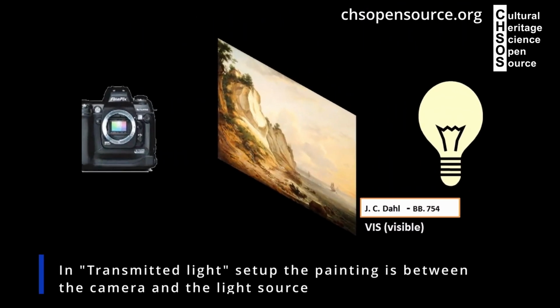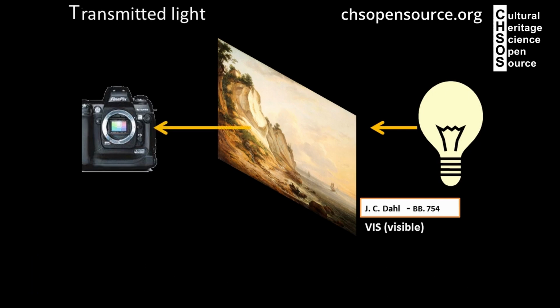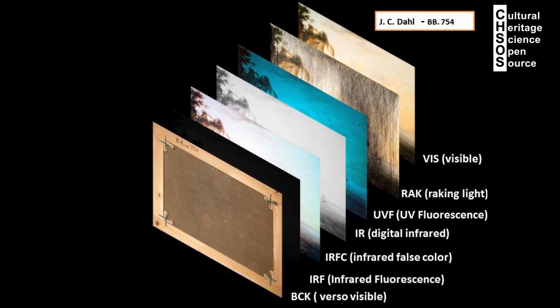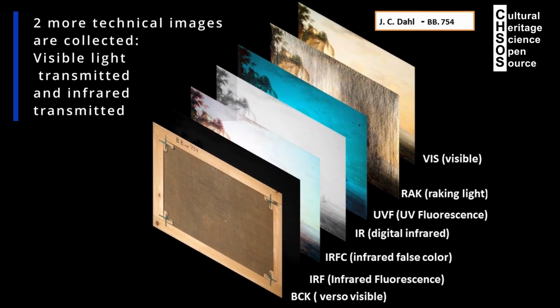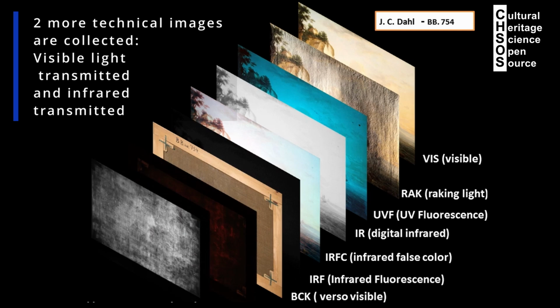In the transmitted light setup, the painting is between the camera and the light source. 2 more technical images are collected: visible light transmitted and infrared light transmitted.